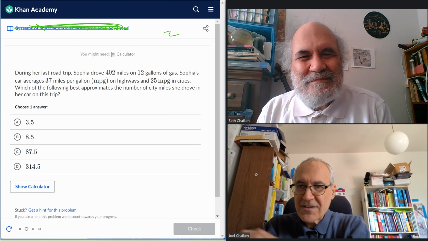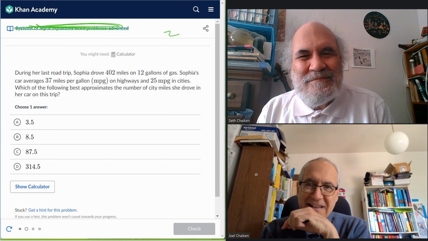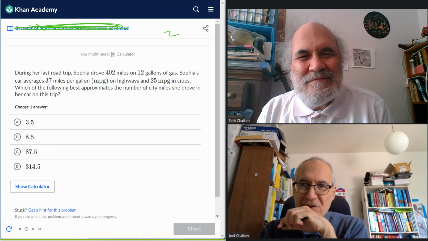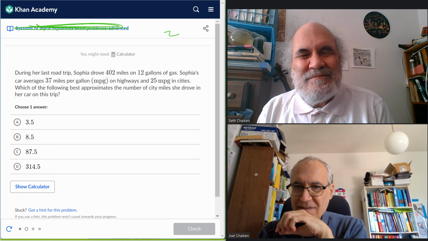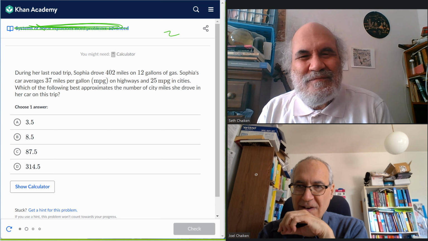I need to reread this because I read it out loud and wasn't concentrating. Sophia drove 402 miles on 12 gallons of gas. Sophia's car averages 37 miles per gallon on highway and 25 in city. Which best approximates the number of city miles?